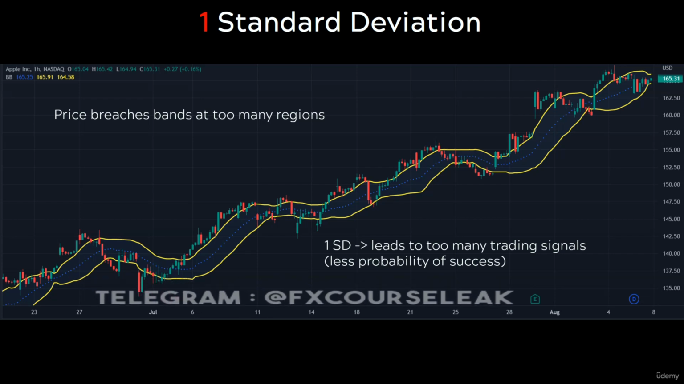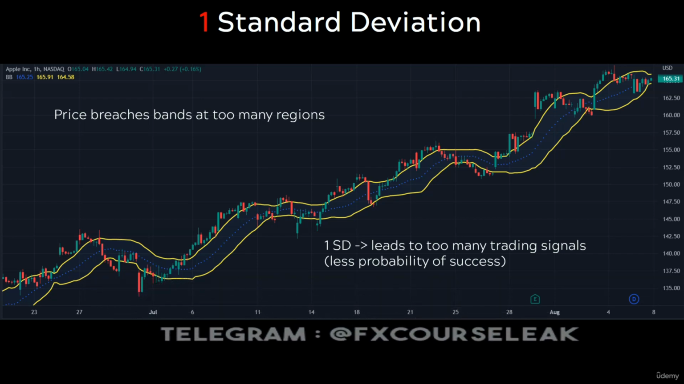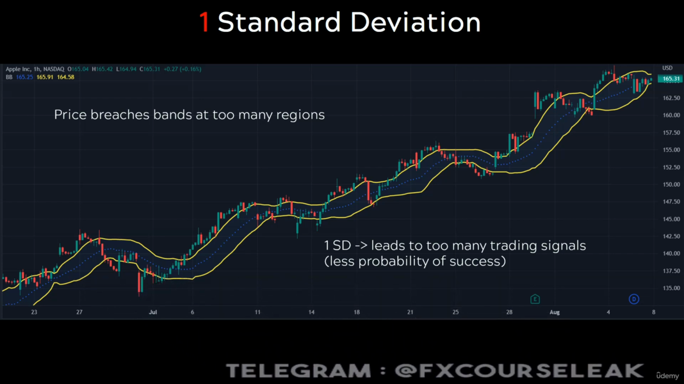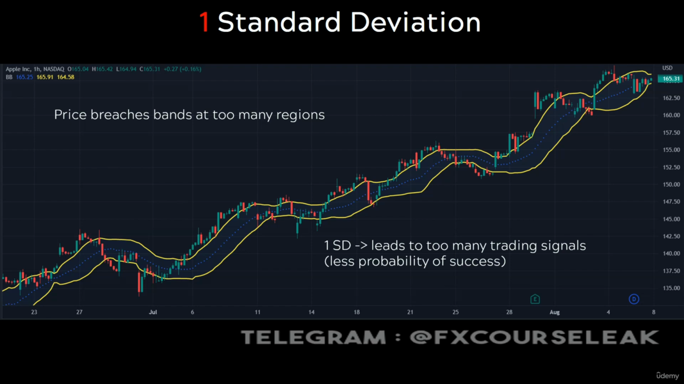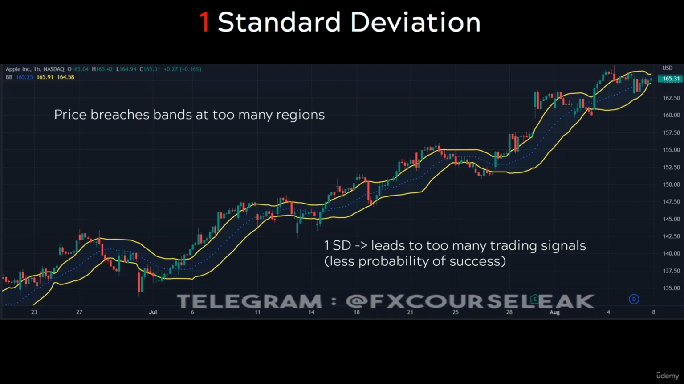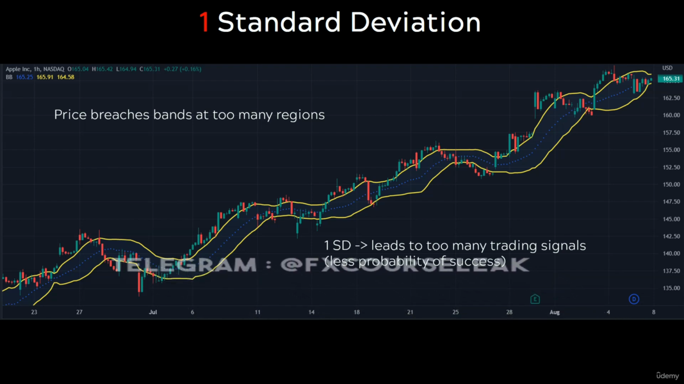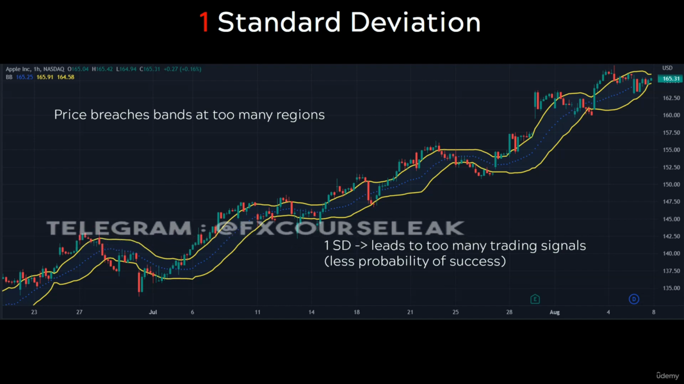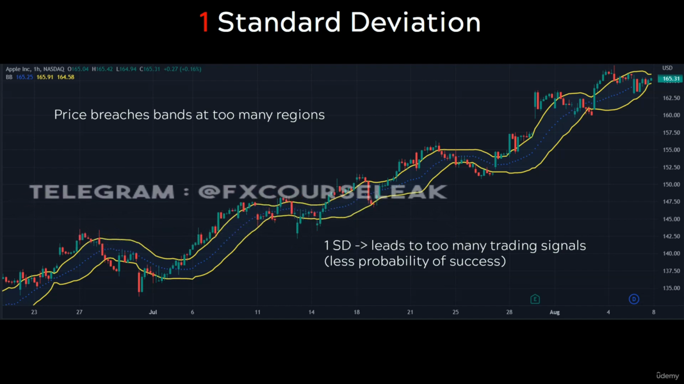Friends, normally in Bollinger Band trading strategies, we either enter at the lower band or upper band. And if there are too many breaches like this, then we will get too many weak trading opportunities or low probability trades, and that also means too many loss-making trades as well.